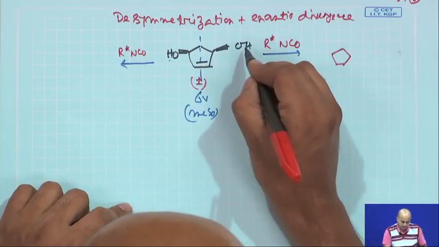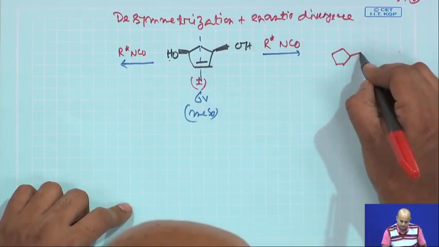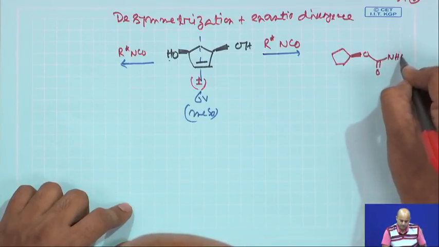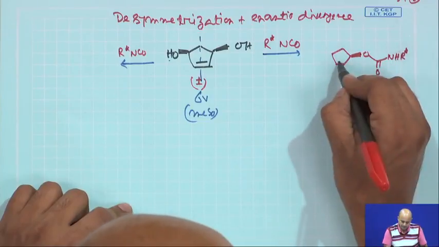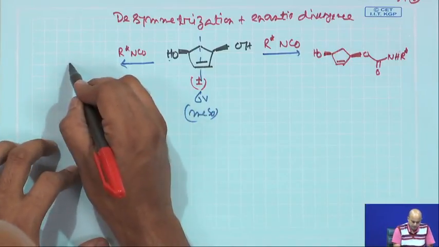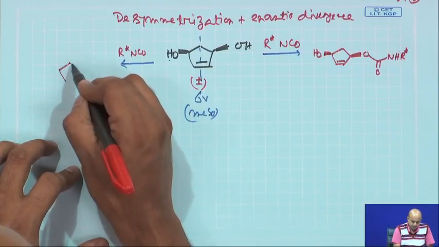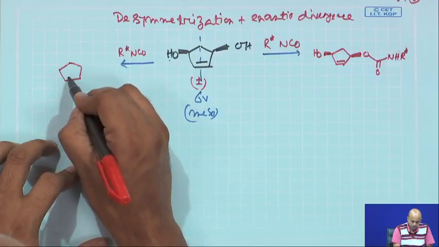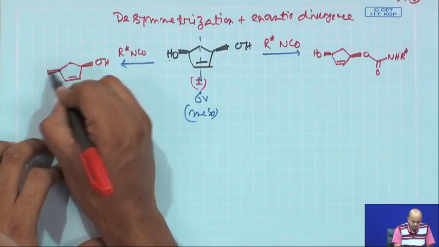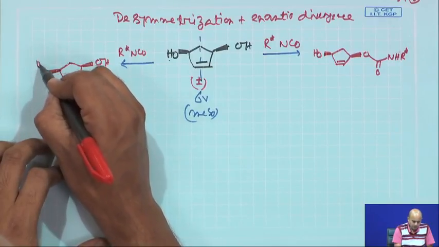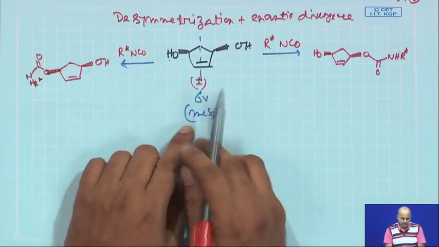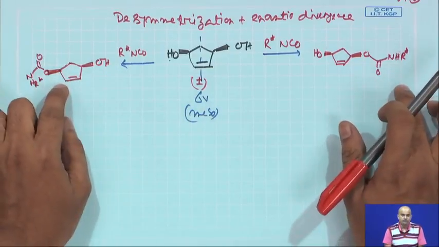If you react with this OH, you will get O, CO, NH, R prime, where R is a chiral center. And for this one also you get O, CO, NH, R prime. In your reaction mixture, both the compounds are present.